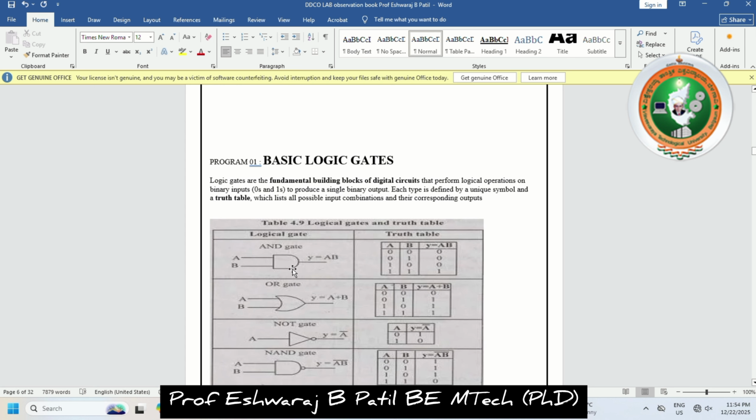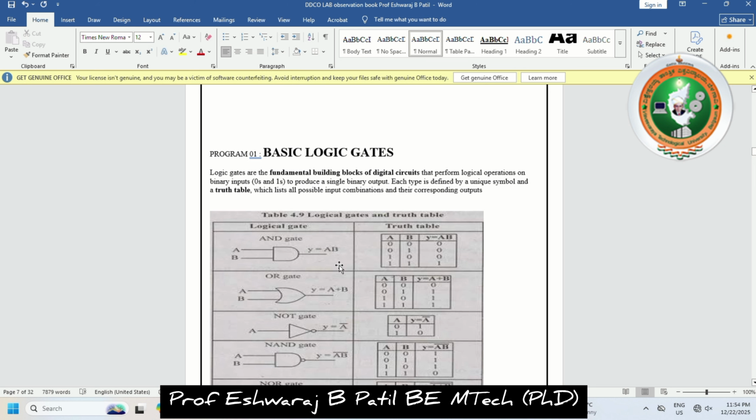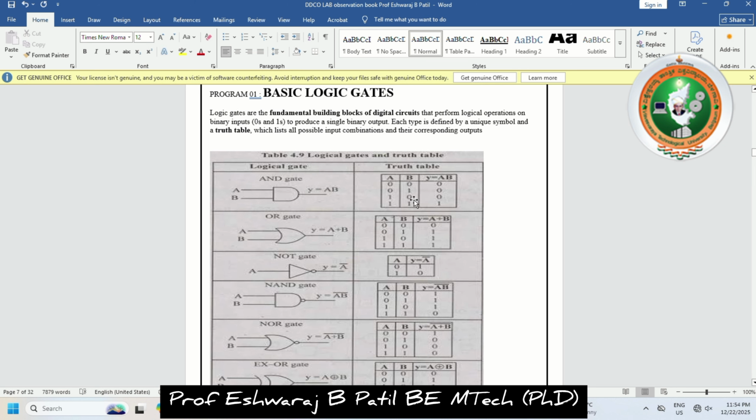Also we can see some basic logic gates. AND gate: the AND gate purpose is, when both inputs are high, then only the output is high. The AND gate has two inputs A and B, and the output is y equals A dot B. The dot operator is nothing but multiplication. If both inputs are 1, then only the output is 1, otherwise it is 0.